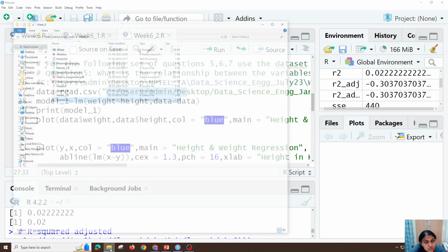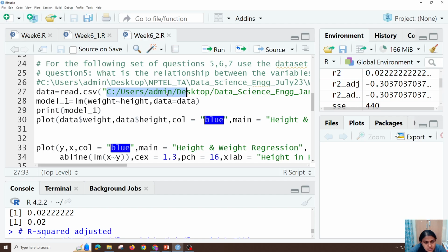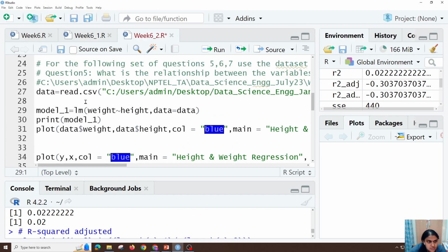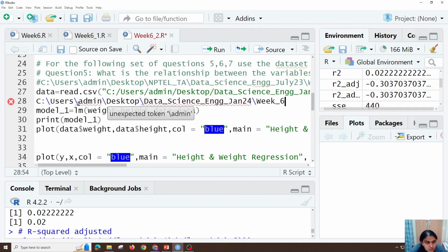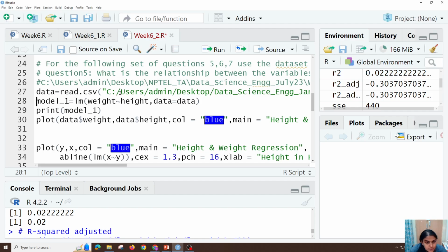Right now I know which path to be used, so I can copy it. In this way, you can copy and paste the file path. But one thing you have to do is change the backward slash to a forward slash when you are mentioning the path here. Another way is to put a double backward slash, but the convention followed is the single forward slash. So forward slash you should put for your paths. So the path is defined right now.